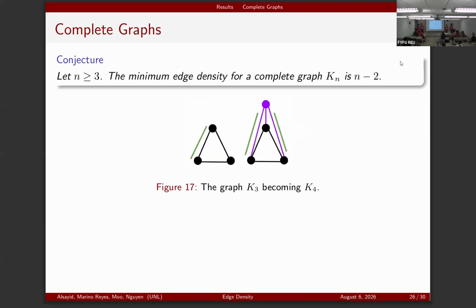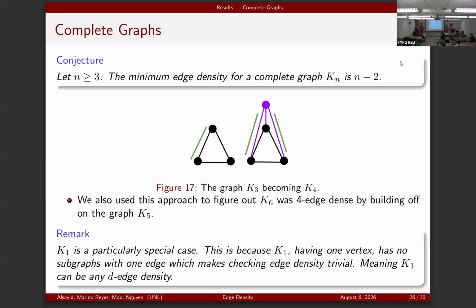And we use this to form another conjecture, which is that the minimum edge density for a complete graph Kn is n minus 2 when n is greater than or equal to 3. And we can see in figure 17, we apply this when we build K4 from building on K3. So when we added one vertex, we also had 3 new edges.